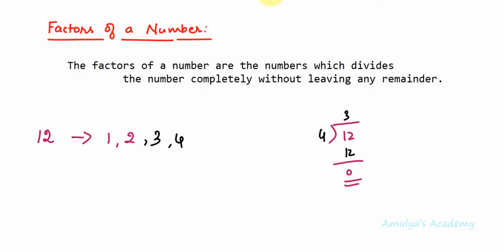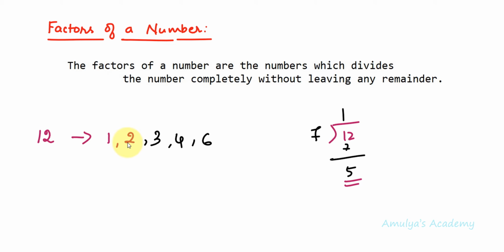Next, let's check for 5. 5 2s are 10. I'll get remainder as 2. So the number 5 won't divide the 12 completely. We'll get remainder as 2. So 5 is not the factor of 12. Next, let's check for 6. 6 2s are 12. Remainder is 0. So 6 completely divides 12. So 6 is the factor of 12. Next, let's check for 7. 7 1s are 7. And 12 minus 7 is 5. So it won't divide 12 completely. So 7 is not the factor.